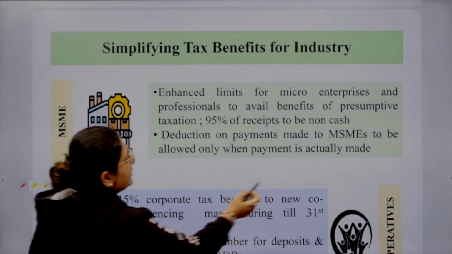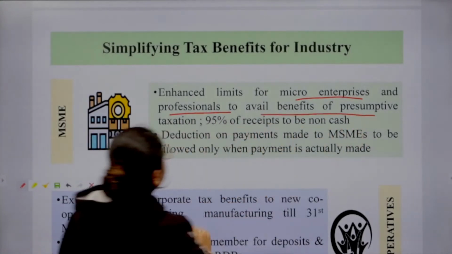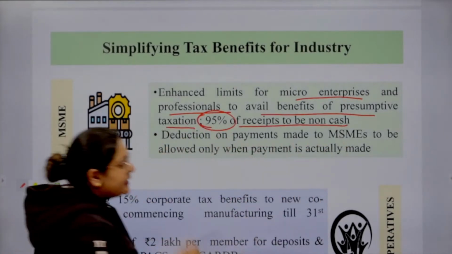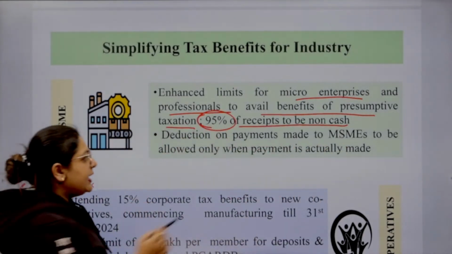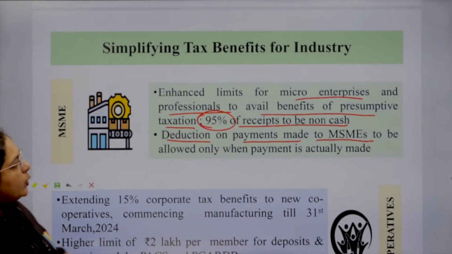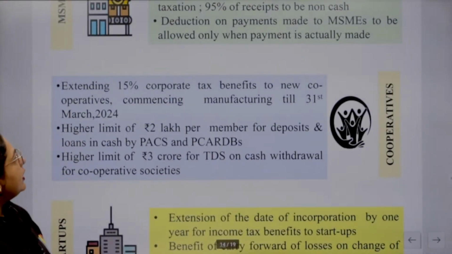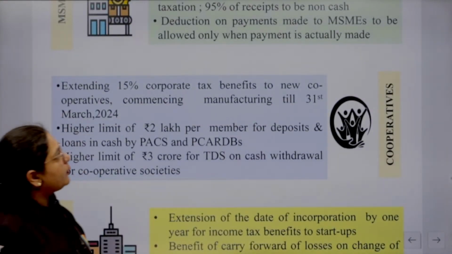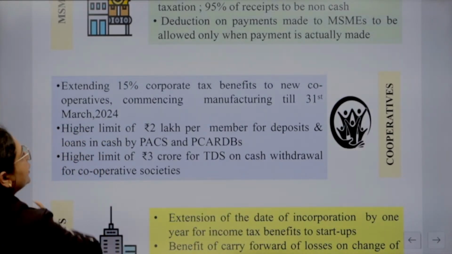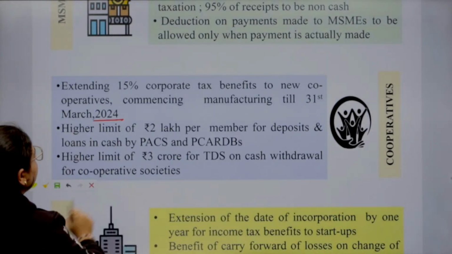So enhanced limits for micro enterprises and professionals to avail the benefits of presumptive taxation, 95% of the tax receipts to be non-cash, and deductions on payments made to MSMEs to be allowed only when the payment is actually made, and there should be no accrual. So extending 15% corporate tax benefits to new cooperatives commencing manufacturing till 31st of March 2024.